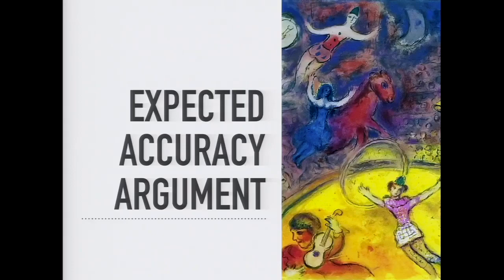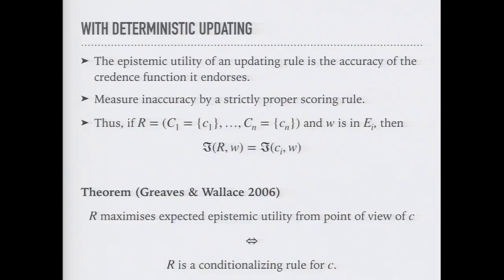Oh, right, okay. So, yeah, right. Okay, I'm going to then not say so much about the expected accuracy argument. Why? Well, basically it's the same as the previous argument, but with accuracy put in place of pragmatic utility. So, here we're not looking at the accuracy, there's actually inaccuracy.